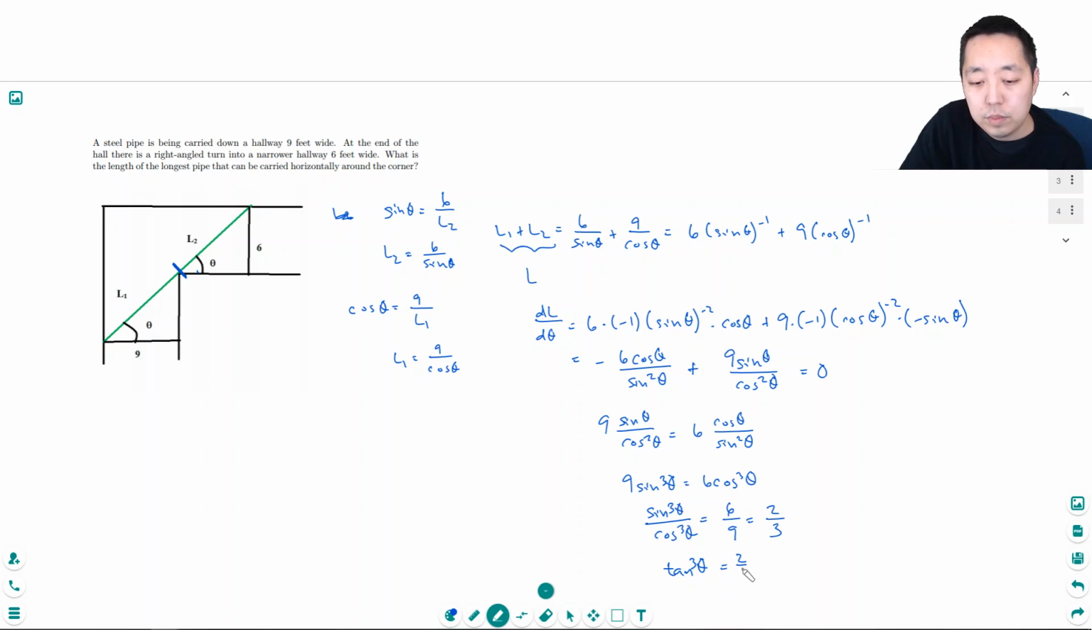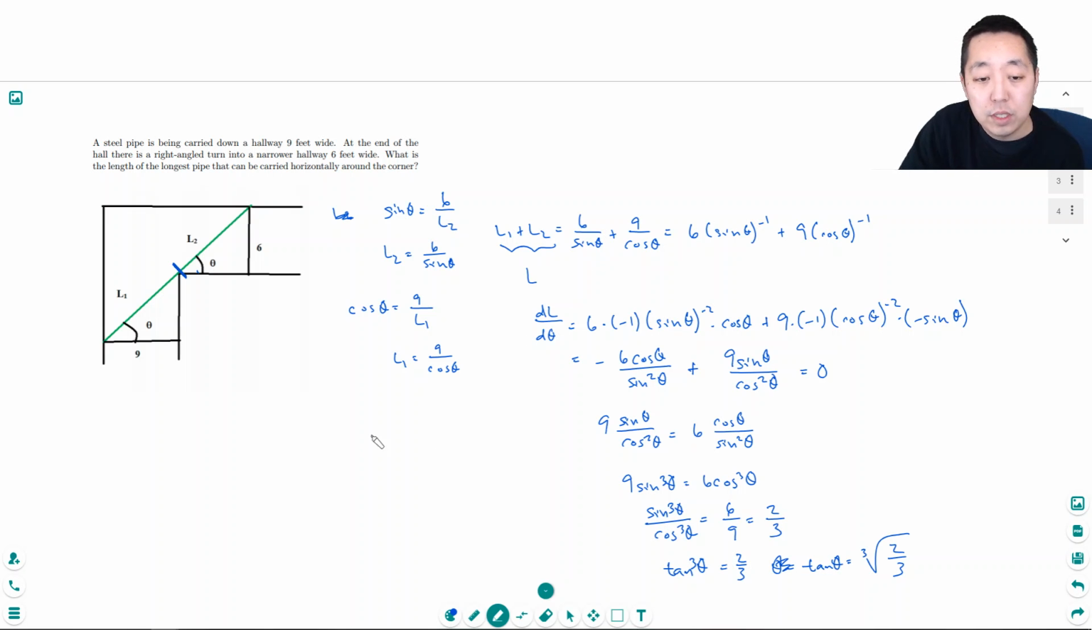So theta then equals... well, let's just say tan theta is equal to the cube root of 2/3. But I'm not actually looking for the angle. I'm actually just trying to find the length. So what I'm trying to do is plug this equivalent theta back into here.